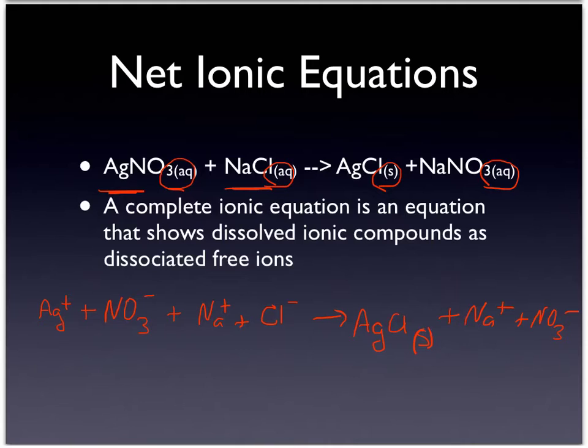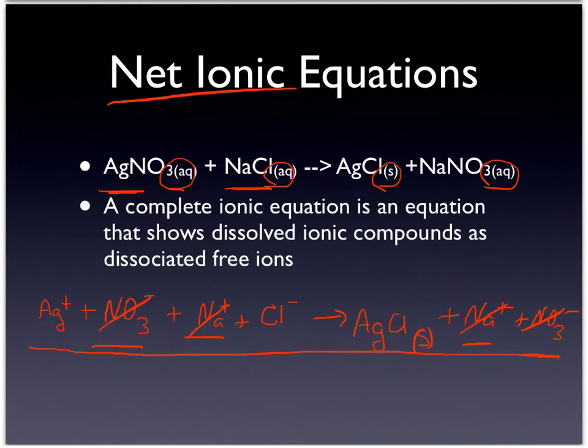But notice that on the left and on the right you have things like NO3 minus and Na plus. Anytime you have the exact same thing on both sides of the equation, those are known as spectator ions, and we can cross those out. We can get rid of those because they really don't do anything. They're still floating around in the water just like they were before. They're not part of the main equation. So what we had before I crossed those out is the complete ionic equation.